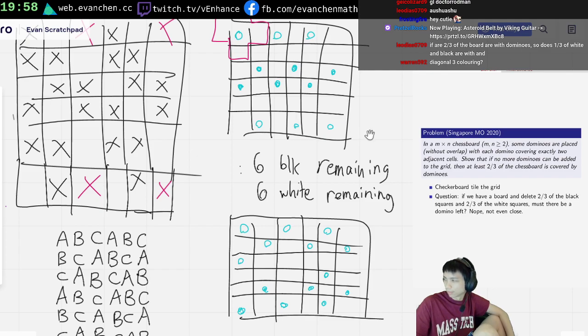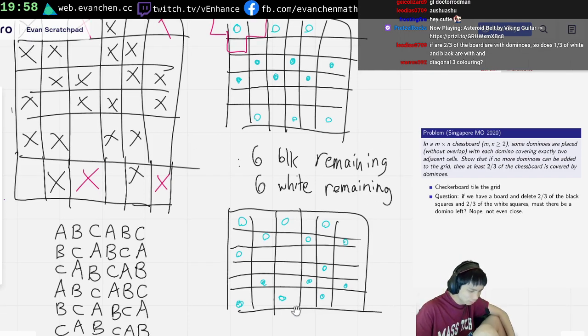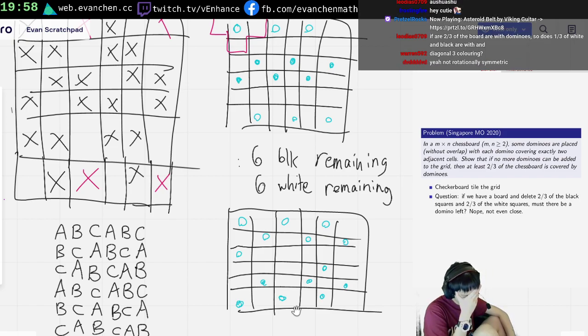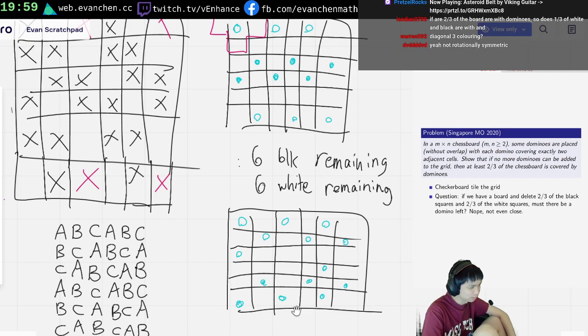Does that have any effect? I think the answer is no, because again, there's just not enough. Yeah, there's just not enough squares left over.